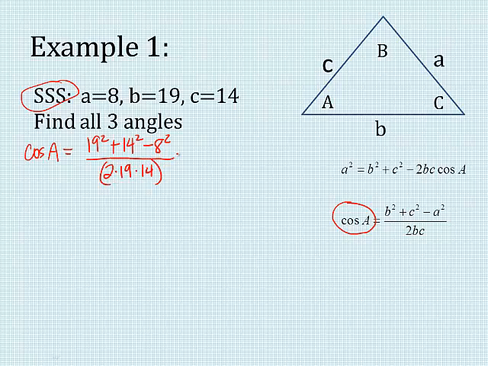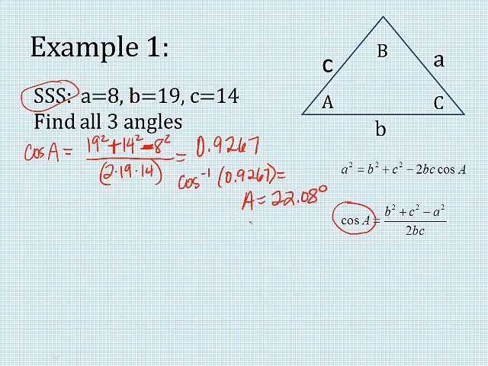Be real careful typing all this into the calculator. You're going to want to make sure you get the minus signs in the right places and the plus signs in the right places. It's easy to make errors there, so be careful. On this one, when I do that, I get 0.9267. Remember that's the cosine of A. In order to get A, I have to do the inverse cosine. When I do that, I find out that A is 22.08 degrees. All right, so there's angle A.